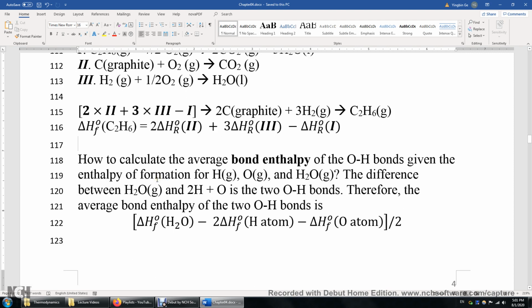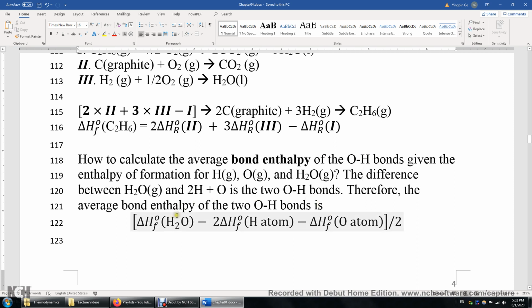How do we calculate the average bond enthalpy of the OH bonds in water? Well, we need to know the enthalpy of formation of the hydrogen atom, the oxygen atom, and the enthalpy of formation of water in the gas phase. The reason is we need to get rid of the hydrogen bonding effect, that's between water molecules. In this question, the bond enthalpy of the 2 OH bonds is within a single water molecule. How do we do that?